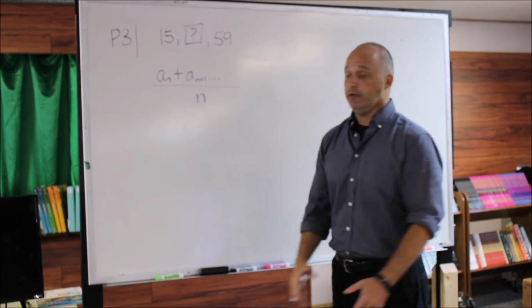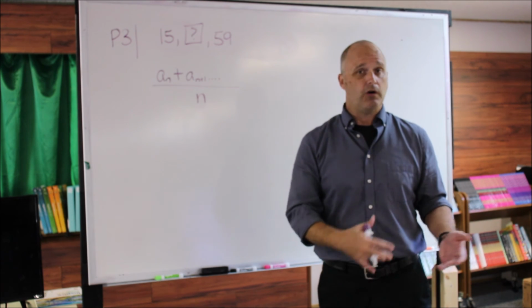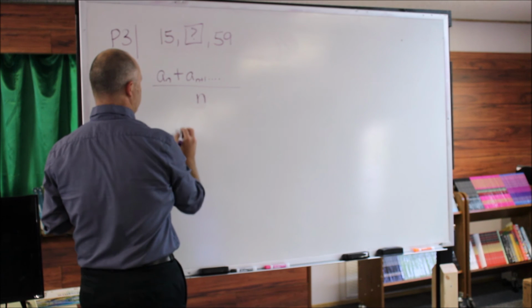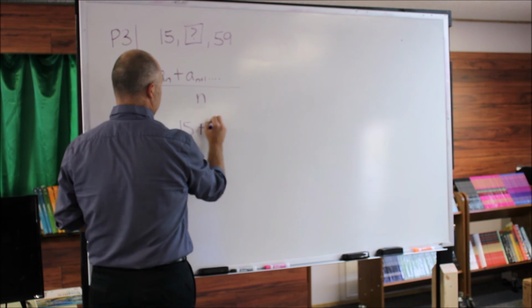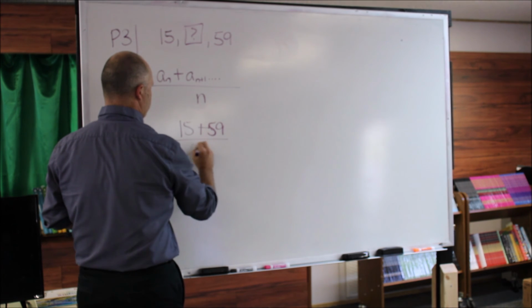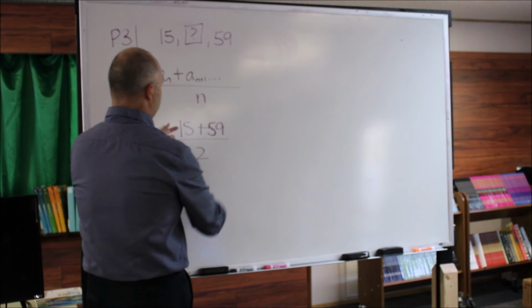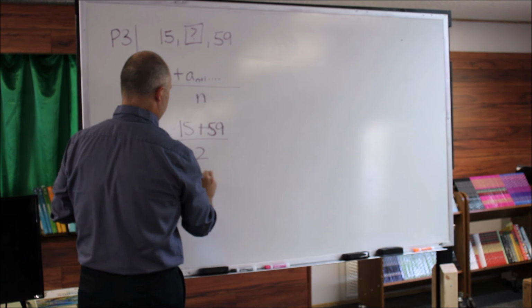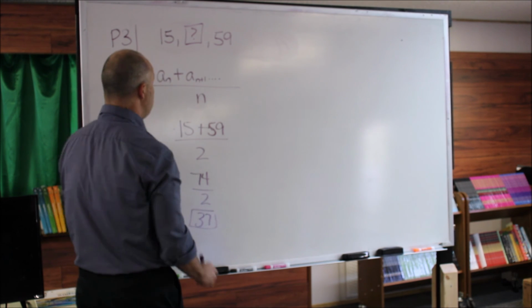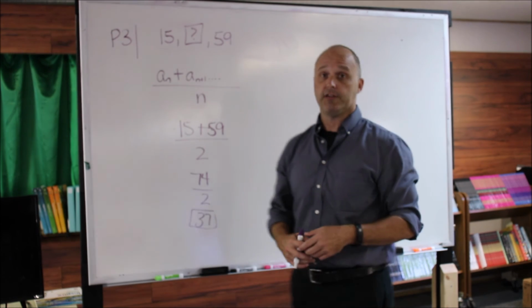So in this case, we've only got 2 terms, so all we're going to do is add the 2 terms and then divide by 2. So this becomes 15 plus 59, divided by 2. So 15 plus 59 is going to give us 74, so 74 over 2 is 37. So the missing number from this piece is 37.